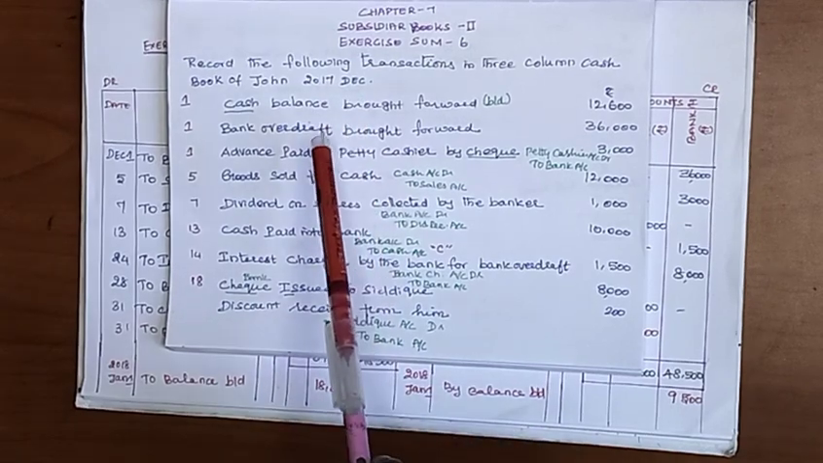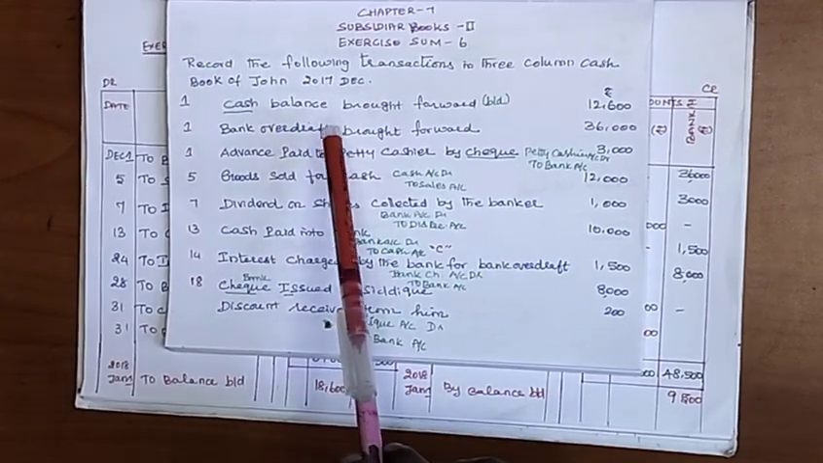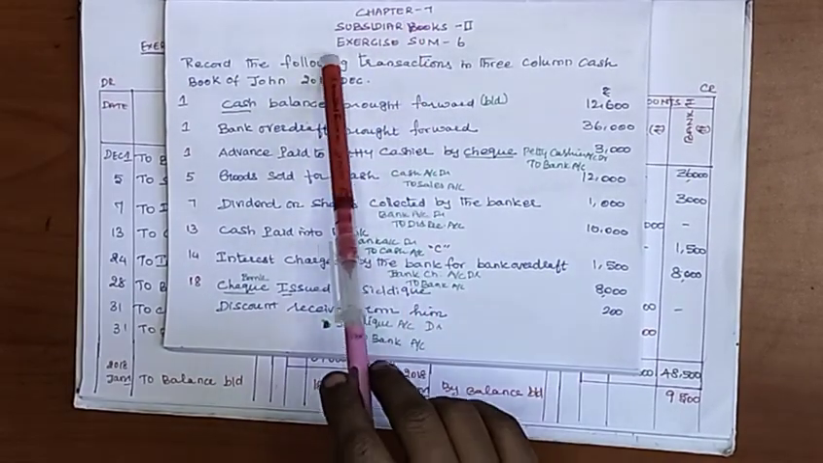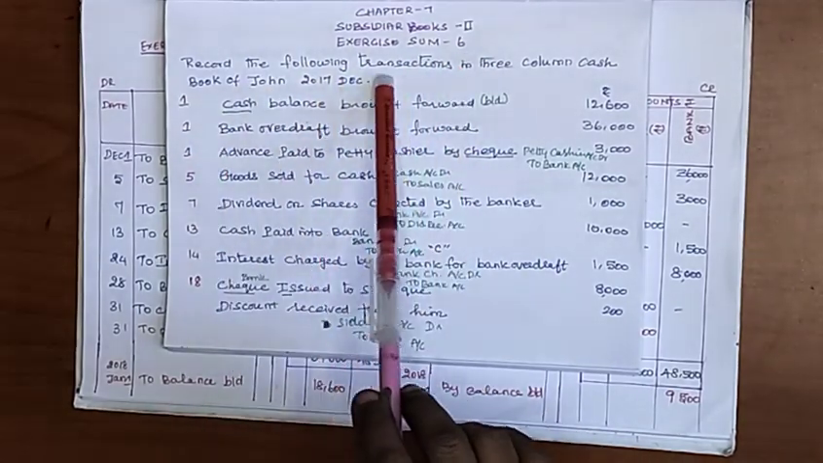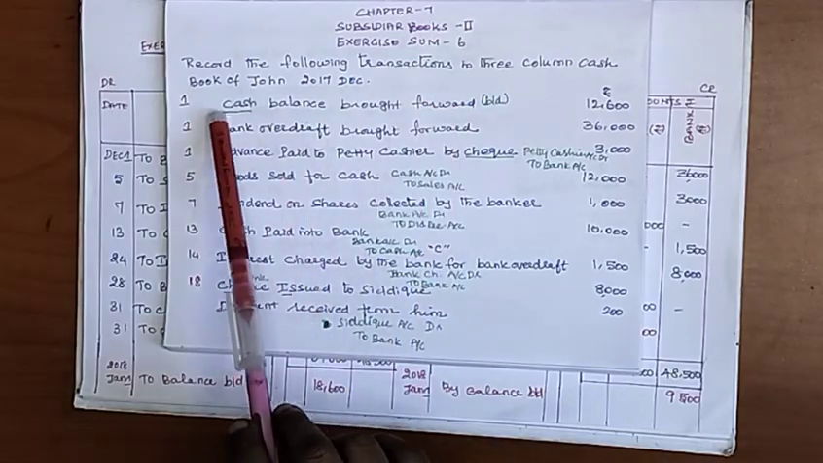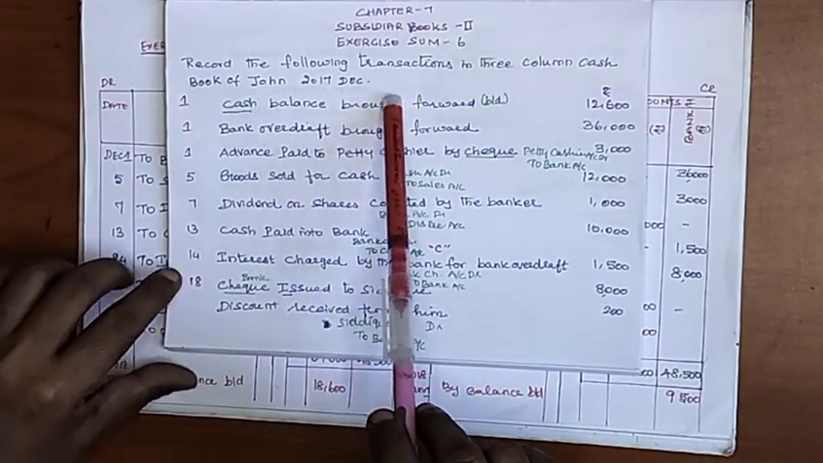In this video, we are going to learn about 11th Standard Accountancy, Chapter 7, Subsidiary Books 2, Exercise Sum 6. Record the following transactions in the 3-column cash book of John, 2017 December.